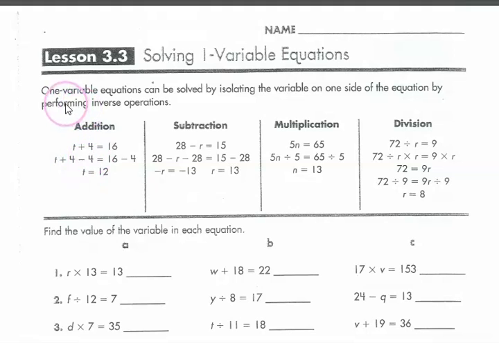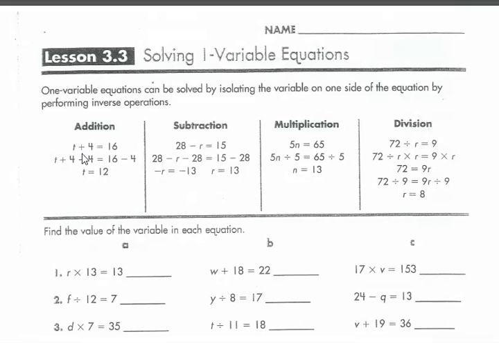All right, so anyways, it says up here, one variable equations can be solved by isolating the variable on one side of the equation by performing inverse operations. So for addition, you have t plus 4 equals 16. T is your variable. You want to isolate it on one side. So what you're going to do, you're going to take everything and put it to the other side. How do you get this 4 to go to the other side? Well, you're going to subtract 4. So you're going to do the opposite or inverse operation from this.